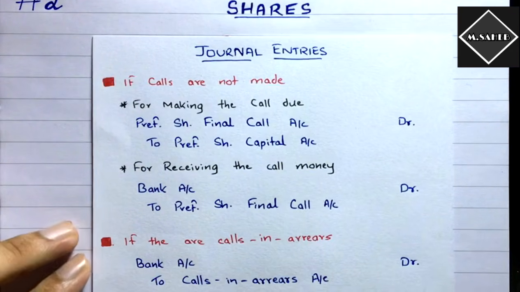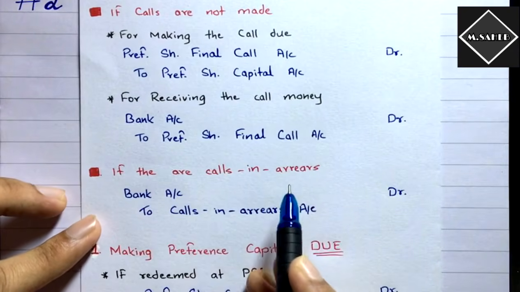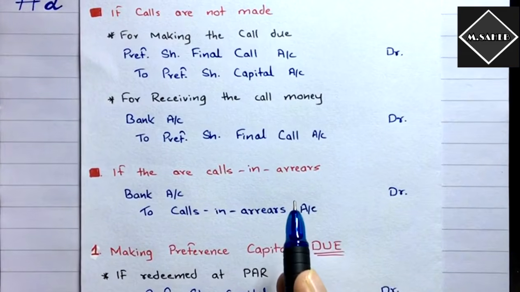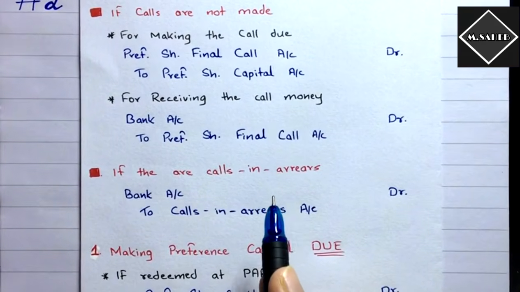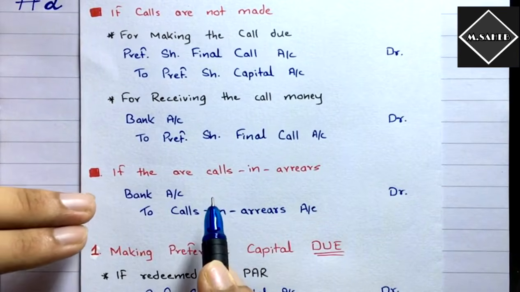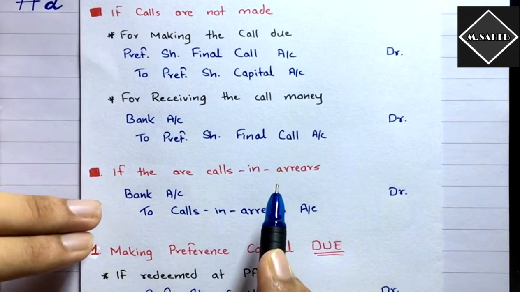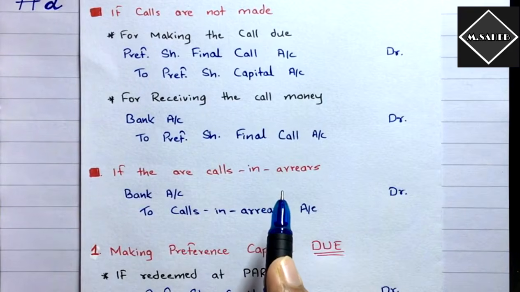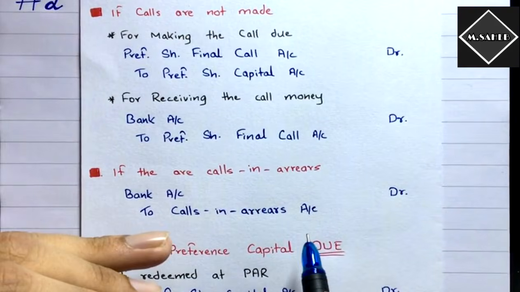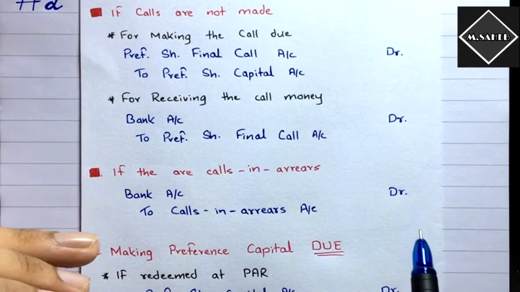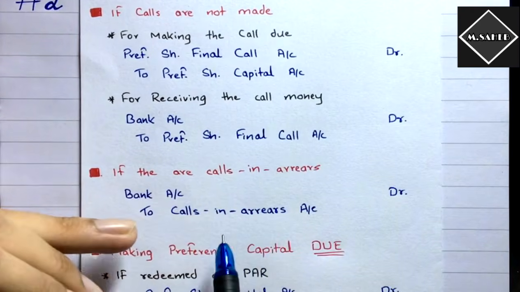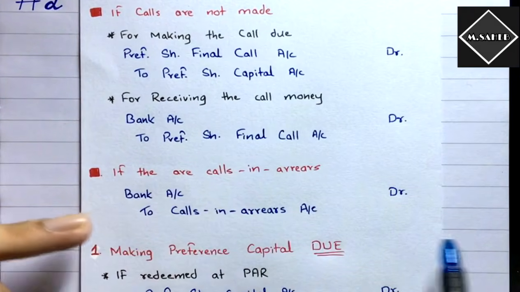And then if the question says there are any calls in arrears, right? If there are any outstanding money by the shareholders, by the preference shareholders, then you have to assume that we have received all the money that was due on calls in arrears, right? So simple calls in arrears entry, bank account debit. Again, we have received the money on account of calls in arrears. We are closing off this account, right? When calls in arrears happens, we debit that, right? So now here we are going to credit that and we are going to close that account.